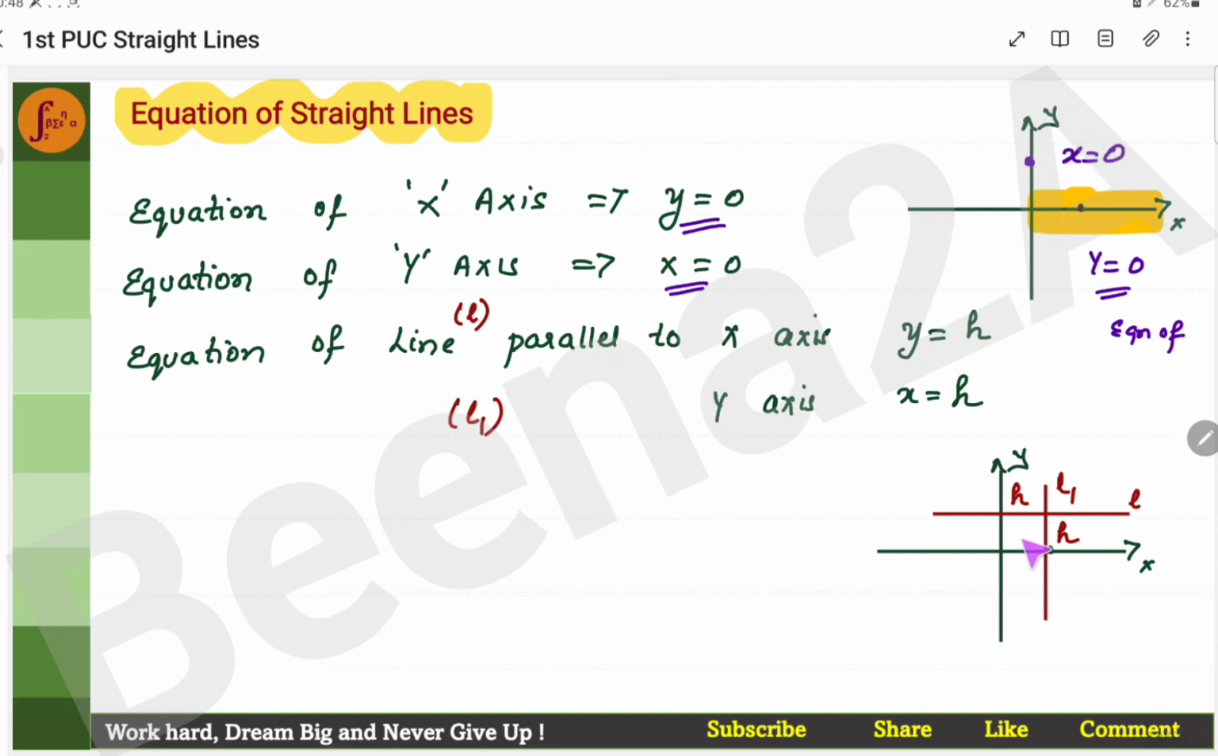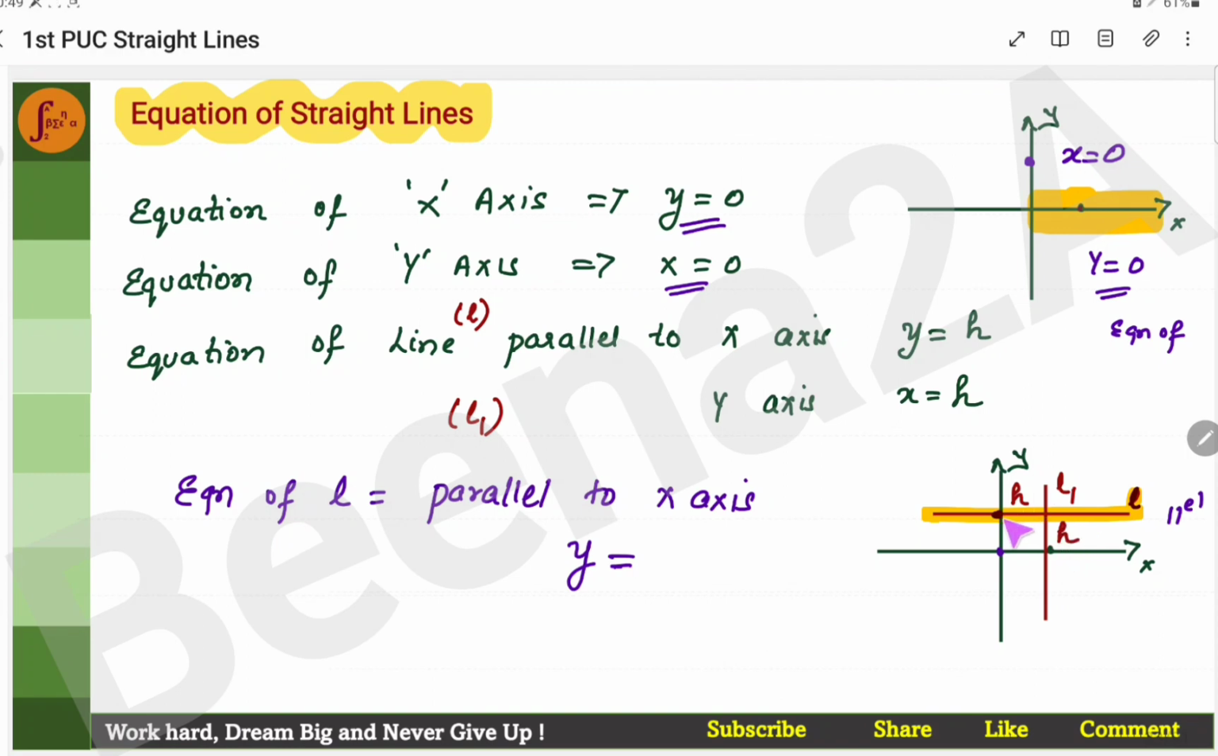Now what happens if I have a line parallel to the x-axis? Say I have this parallel line L. What is the equation of L? This L is parallel to the x-axis, which means the equation is going to be y is equal to something. Let's assume the distance from this line to the x-axis is h.